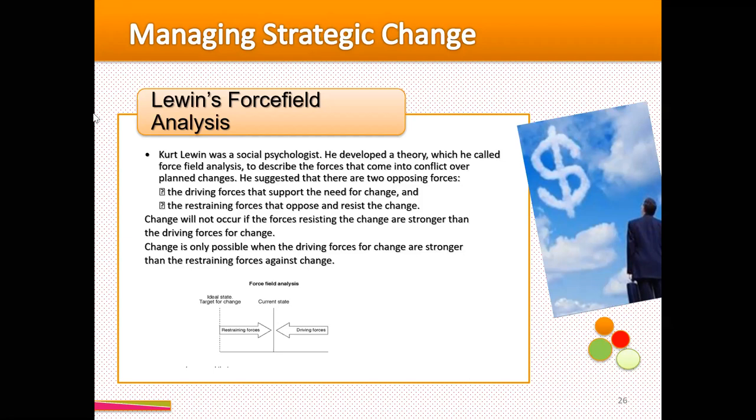So he suggested that there are two opposing forces. They are the driving forces of change and the restraining forces of change. We have the restraining forces that oppose and resist change, and we have the driving forces that support the need for change or facilitate change. Change will not occur if the forces resisting the change are stronger than the driving forces for change. There's no way change will occur if the restraining forces are stronger. Change is only possible when the driving forces for change are much stronger. So this is a simple diagram that shows the restraining forces and driving forces.